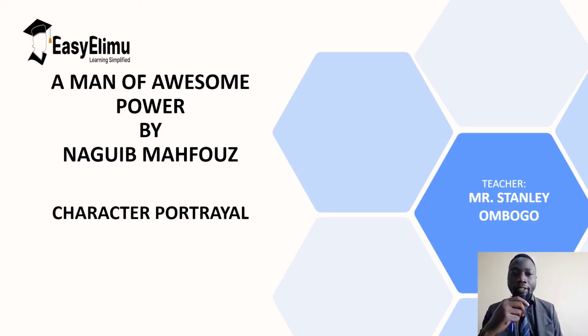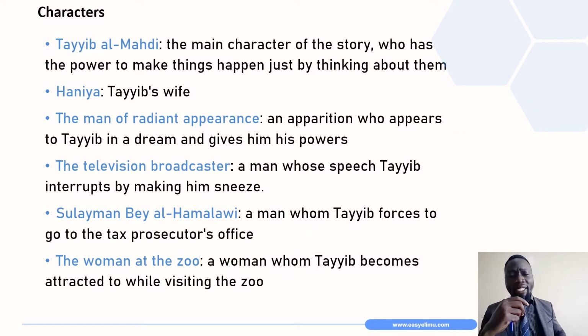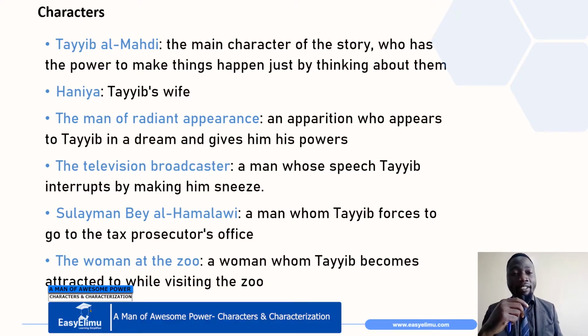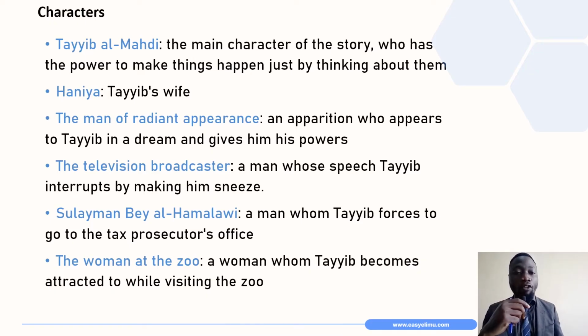The story has quite a number of characters, but the major character that we have is Taib Al-Mahid. He's the main and central character of the story. Other characters are just mentioned, and they play very minimal roles in the story. These are the characters that we have in A Man of Awesome Power.